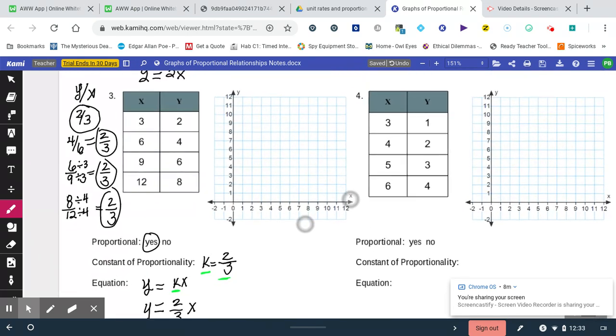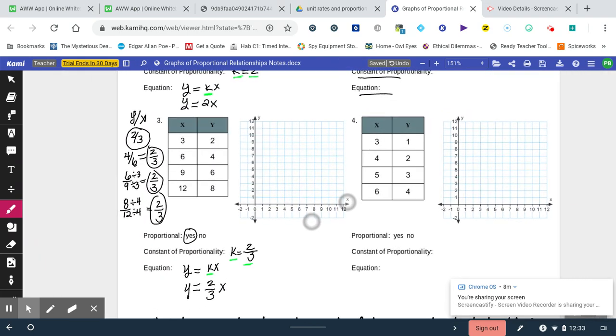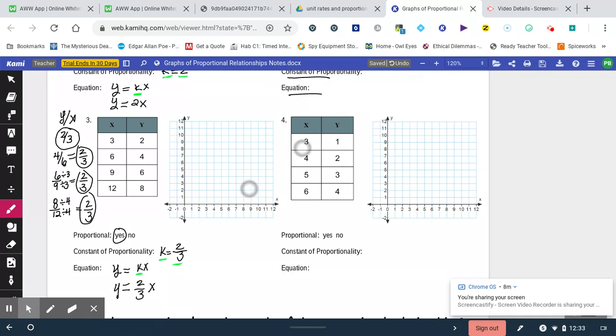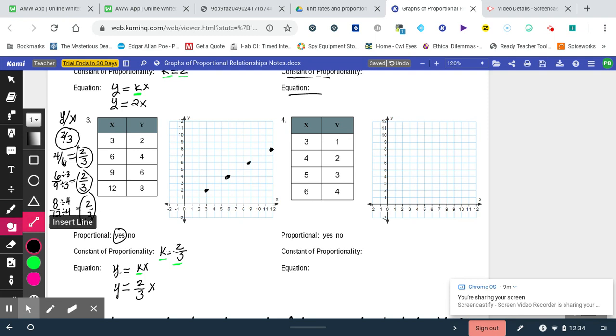Now I'm going to graph. So if I graph this, 3, 2: to the right 3 and up 2. 6, 4 is to the right 6 and up 4. 9, 6 is to the right 9 and up 6. And 12, 8 is to the right 12 and up 8. All right, I'm going to connect these using a line. And I'm going to make sure my line touches the y-axis. Okay, it touches the y-axis right there.